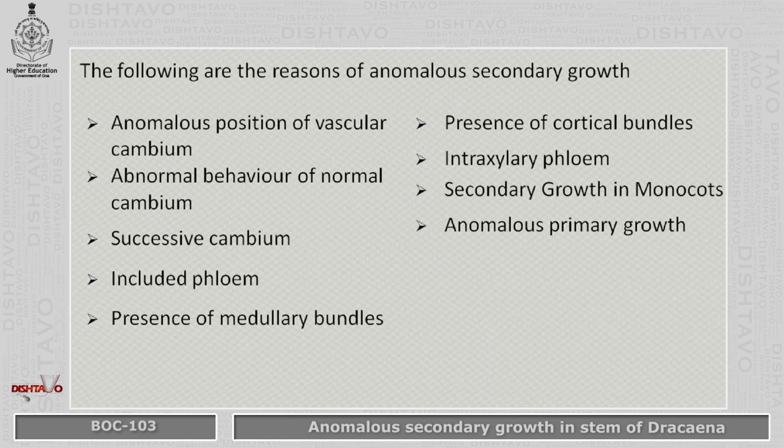Anomaly in secondary growth could be due to any one of the following reasons: anomalous position of vascular cambium, abnormal behavior of normal cambium, successive cambium, included phloem, presence of medullary bundles, presence of cortical bundles, intraxylary phloem, secondary growth in monocots, or anomalous primary growth.